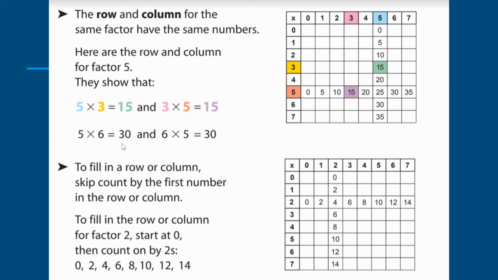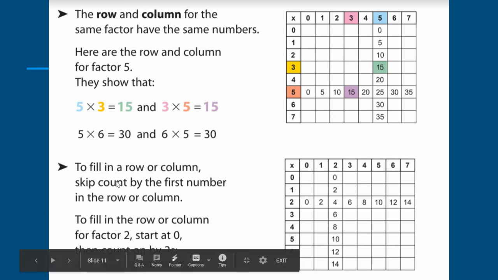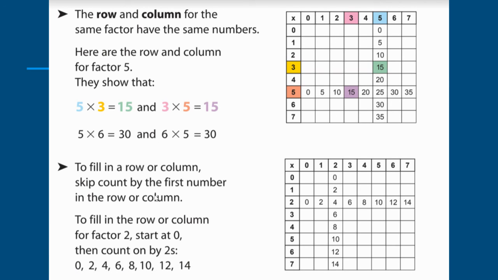Okay, if I wanted to look at 5 times 6, I would go 5 times 6 is 30. Or I could do it this way. I could go 6 and then by 5, which is 30. To fill in a row or column, you skip count by the first number in a row or column.